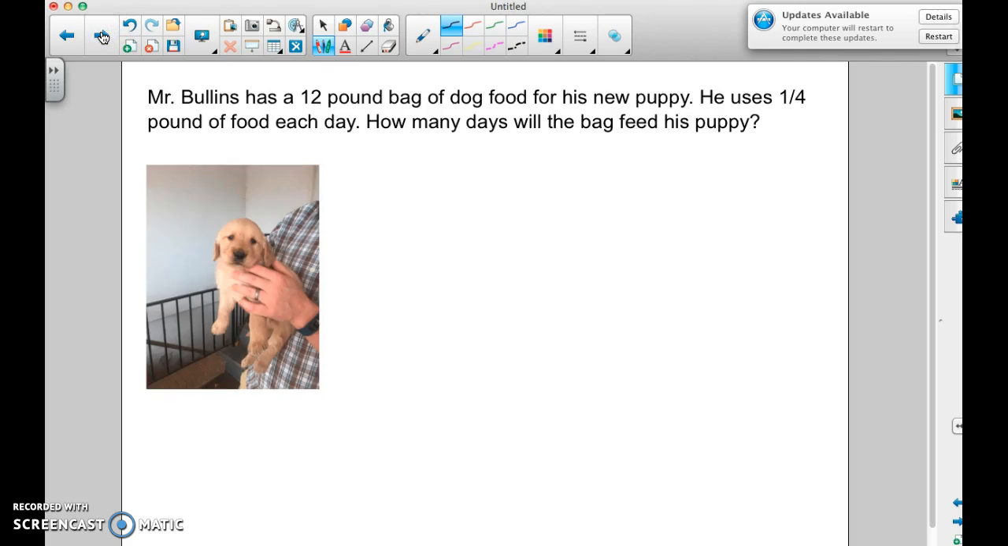Mr. Bullens has a 12-pound bag of dog food for his new puppy. Yes, that is my new puppy. He uses 1/4 pound of food each day. How many days will the bag feed his puppy? What do I have for certain, Samantha? Samantha looks at me and she's smiling. I think I have 12 pounds of food. What am I trying to do with that 12 pounds of food? Divide it into 1/4. So 12 divided by 1/4.